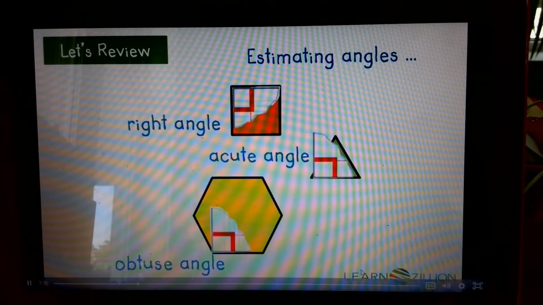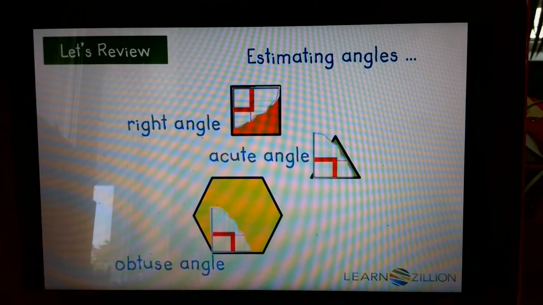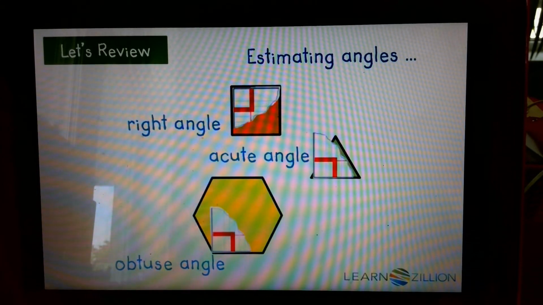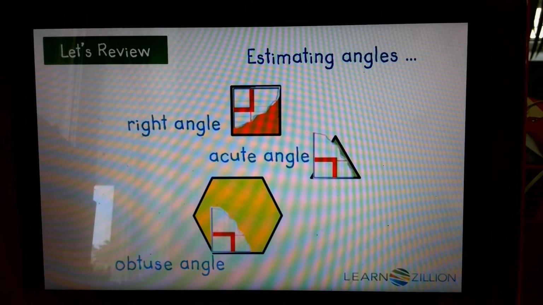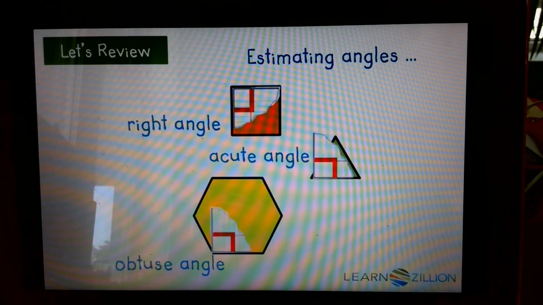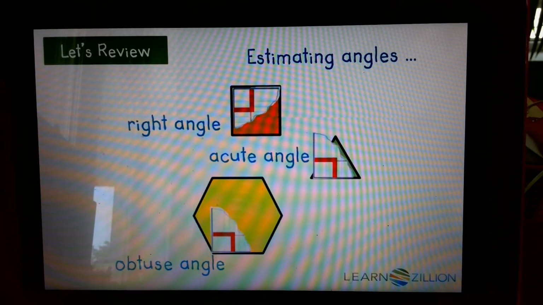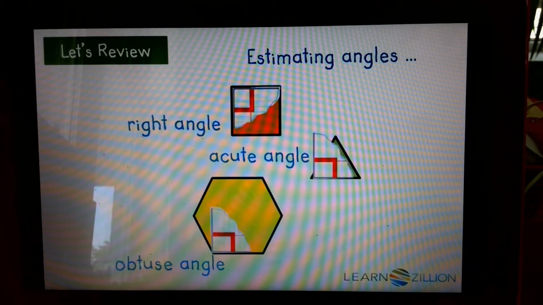Using that corner sheet of paper, if it aligns perfectly, we know we are dealing with a right angle or 90 degrees. If the angle opening is less than the corner, it will be an acute angle, less than 90. And if the angle opening, like this yellow hexagon, is greater than the corner, it's going to give us an obtuse angle larger than 90 degrees.